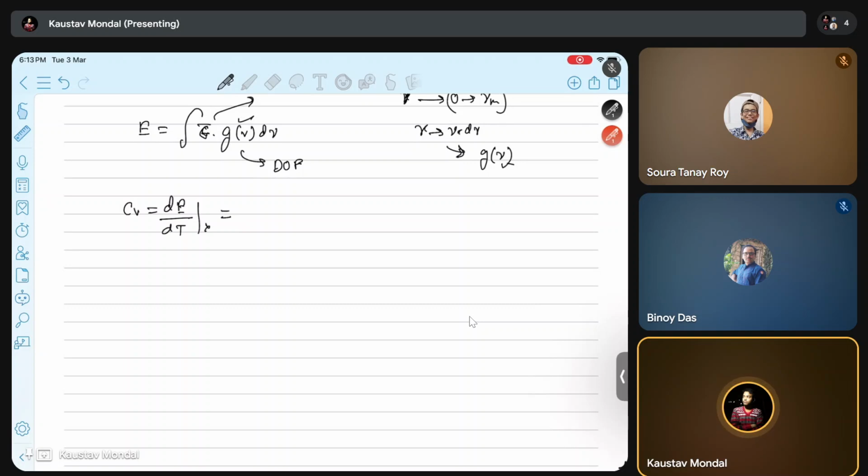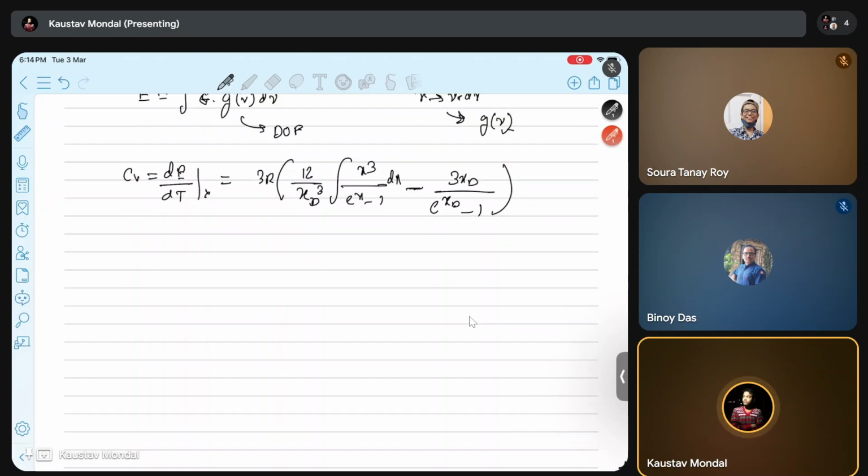It is a very big expression: 3R into 12 pi xD cubed, integral of x cubed over e to the power x minus 1 dx, minus 3xD over e to the power xD minus 1, where xD is h nu D by kT. The nu D is the new thing that is known as Debye's frequency.